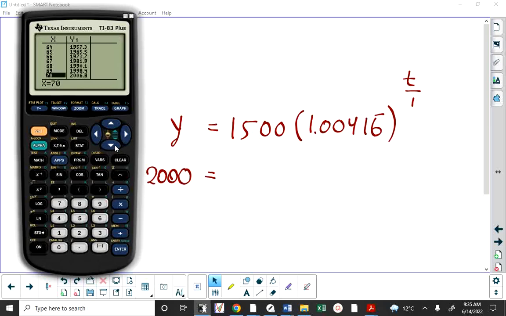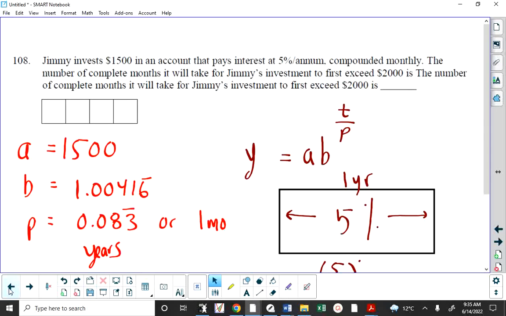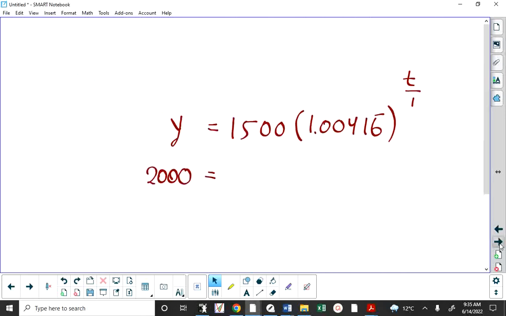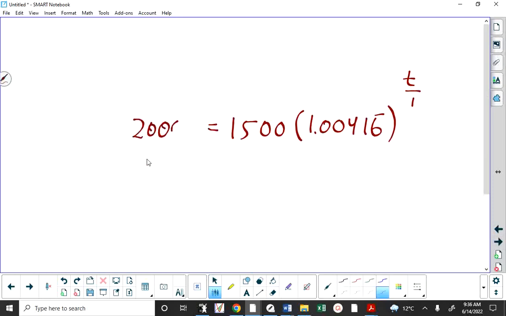So we have to be careful on how the question is worded. I think the question says, how many complete months until you pass $2,000? So the answer will be 70. Okay. If you were going to solve this algebraically, then you would divide both sides by 1,500 and take the log of both sides.